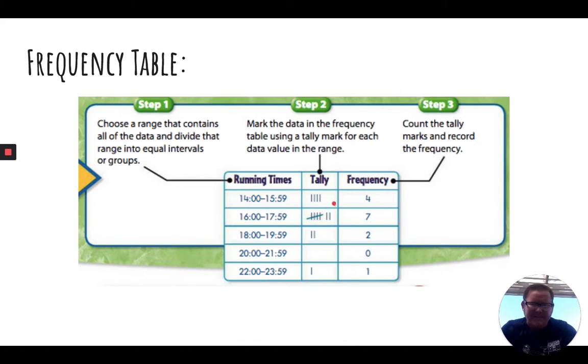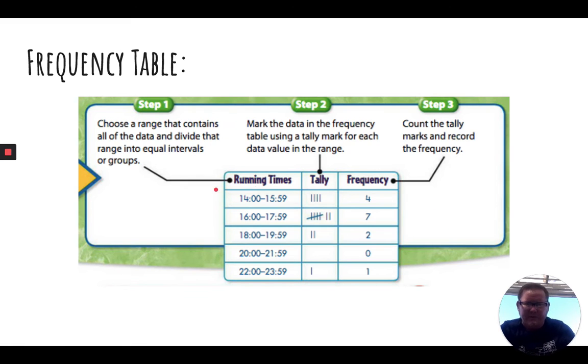The next thing you're going to do is mark every time a data point fits into one of those ranges. So every time one of them fit into the 14-minute one, you put it there. 18-minute, you put it there. And then the frequency just tells you how many times that happened in that range. So in this range right here is 4. In this range right here, 7. In this range right here, 2. None of them happened in this range. And then the last one right here only happened once. So that's the frequency table.